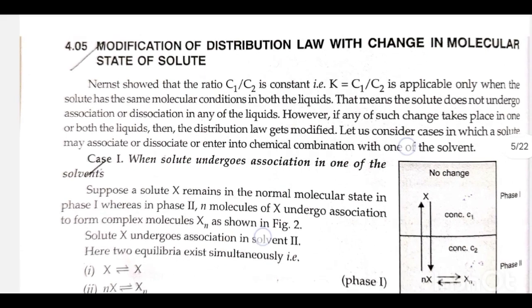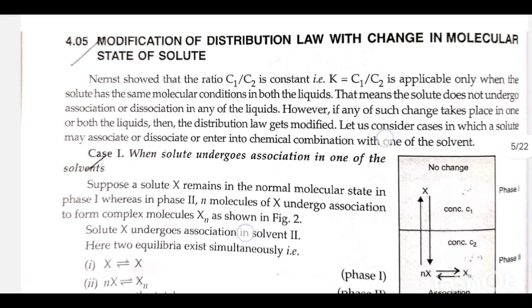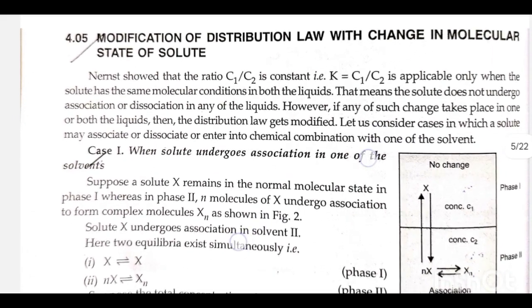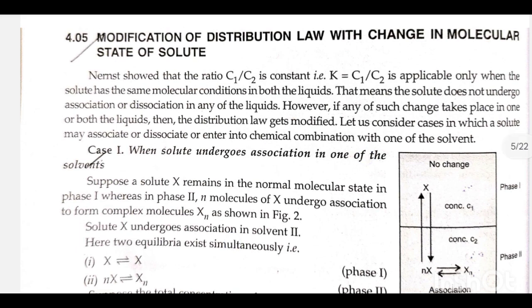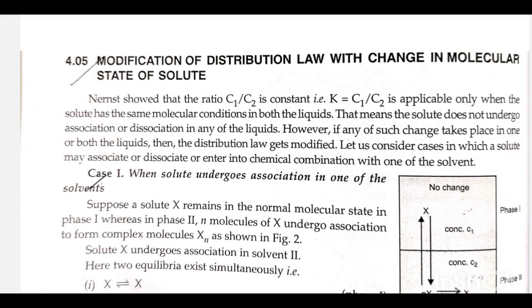Modification of distribution law with change in molecular state of solute. Nernst showed that the ratio C1 by C2 is constant, that is K is equal to C1 by C2, and it is applicable only when the solute has the same molecular condition in both the liquids. That means the solute does not undergo association or dissociation in any of the liquids. However, if any of such changes take place in one or both the liquids, then the distribution law gets modified.